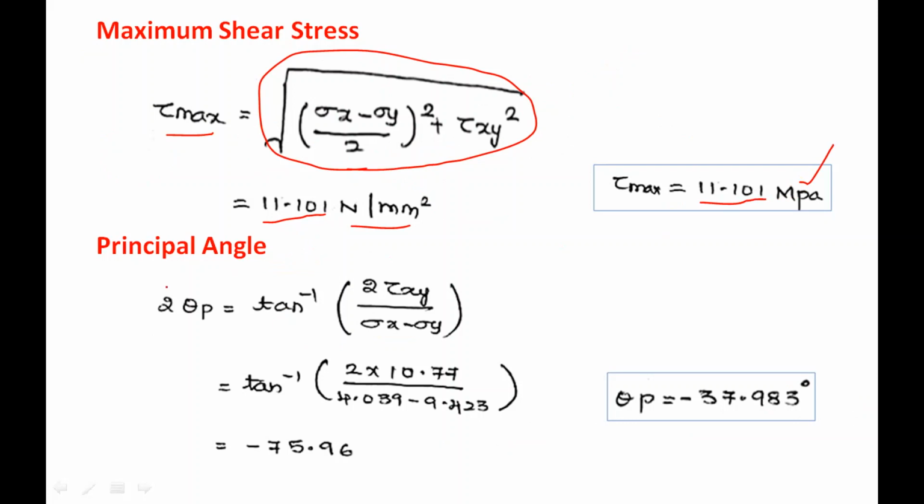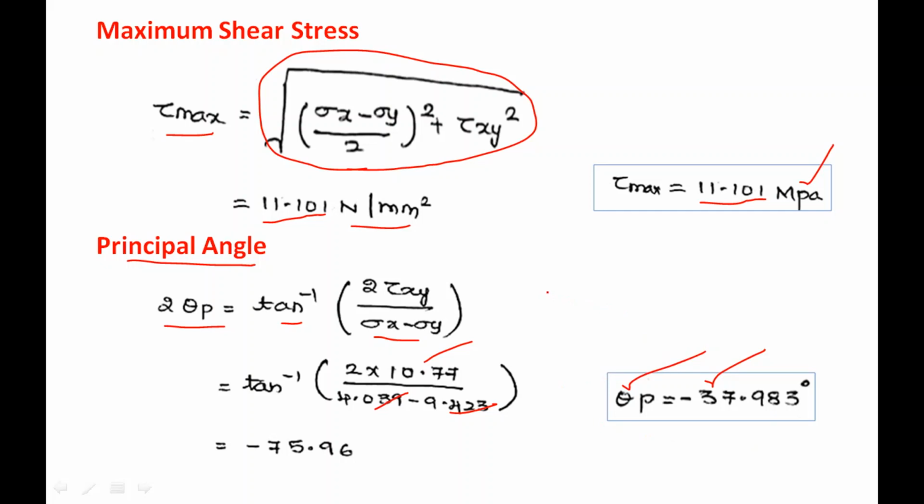Now to locate the principal plane, we have to find the principal angle. The expression for the principal angle is 2 theta p equal to tan inverse of 2 tau xy divided by (sigma x minus sigma y). Substituting the tau xy, sigma x, and sigma y values, we get 2 theta p as minus 75.96. So theta p is equal to minus 37.983 degrees. This angle indicates the position of the principal plane.